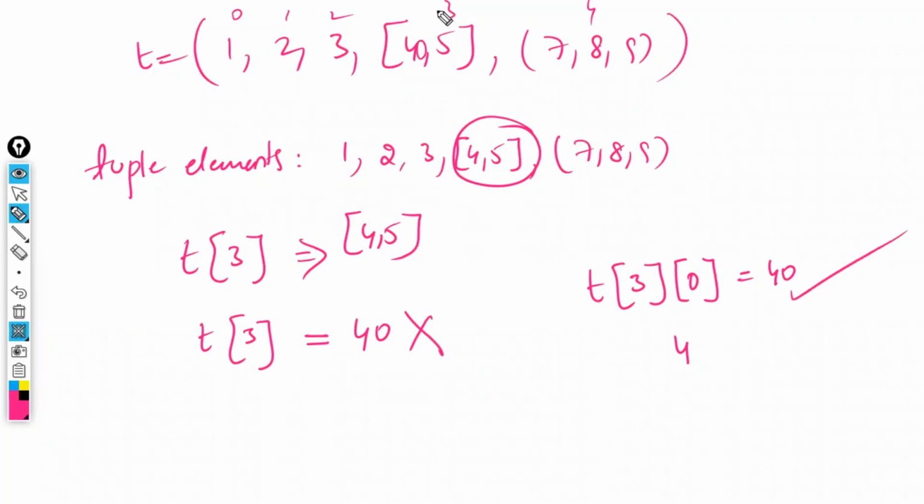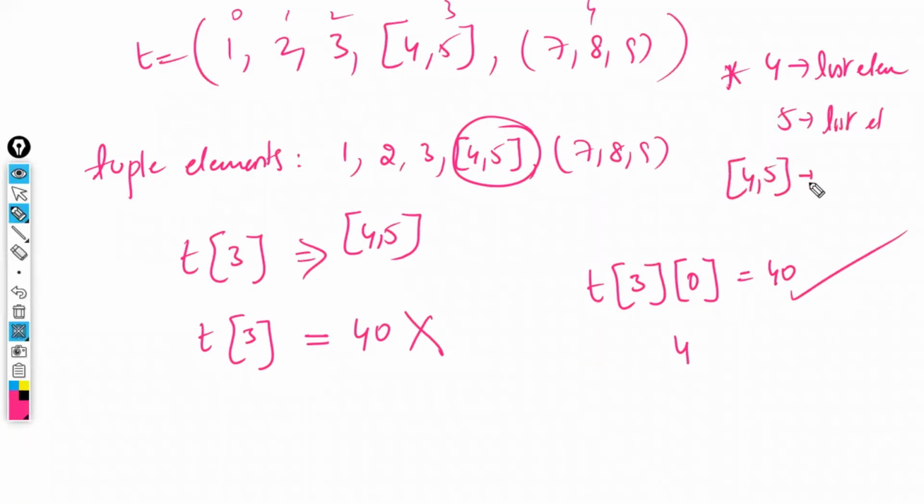Overall list, you can't modify, because the overall list is the tuple element. But within that, 4 and 5, the important thing you have to write in your notes is: 4 is called a list element. 5 is called a list element. List of 4, 5 is called a tuple element. We can't do the replacement for tuple elements. We can do the replacement for the list elements. What you are going to get as output, list or tuple of 4, that is more important.